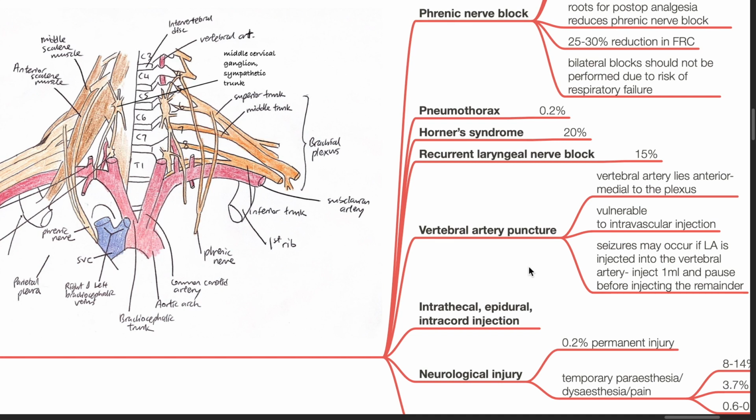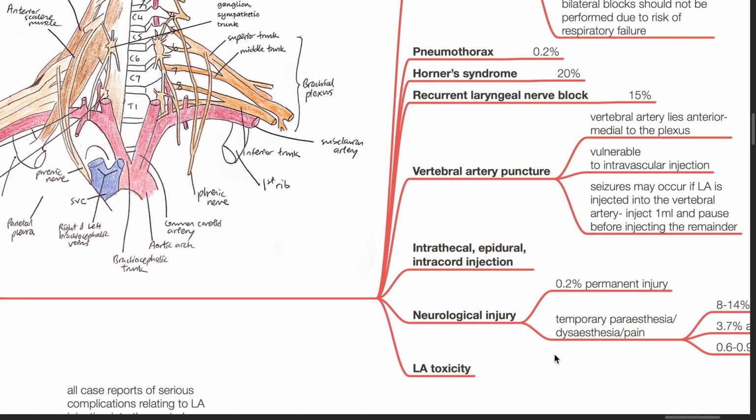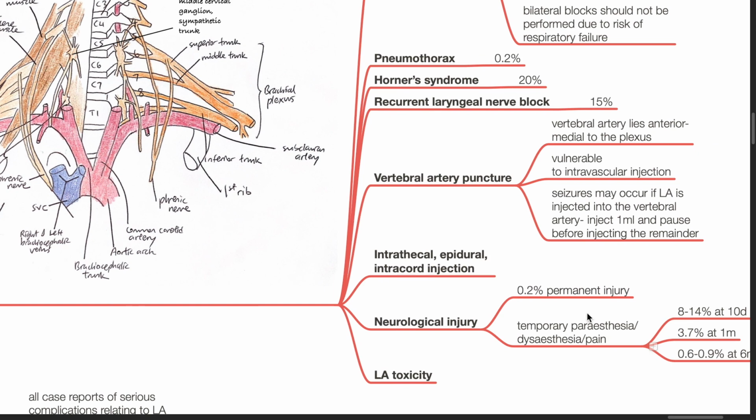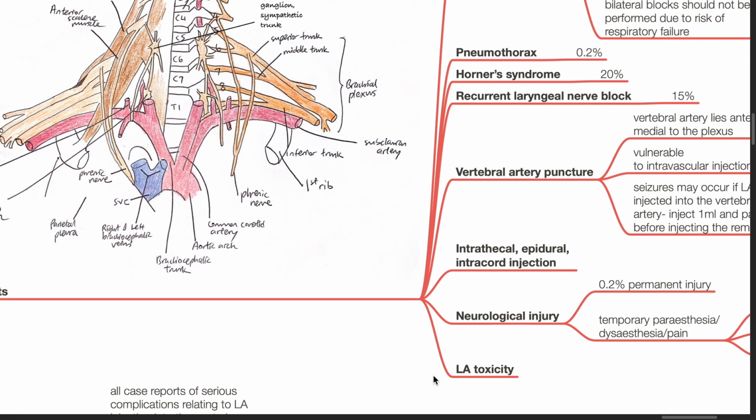Intrathecal, epidural, and intracord injection. Neurological injury. 0.2% has permanent injury. Temporary paresthesia, dysesthesia, or pain occurs in 8 to 14% at 10 days, 3.7% at 1 month, 0.6 to 0.9% at 6 months. LA toxicity.